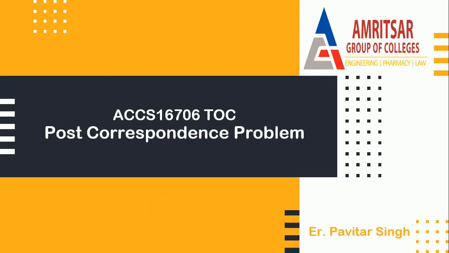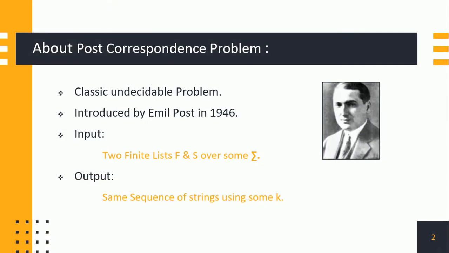Hello students, our today's topic is the Post Correspondence Problem. So about PCP, it is a classic undecidable problem. It was introduced by Emil Post in the year 1946. Input: we have two finite lists, in the form of F and S, over some input alphabet. It can be 0, 1 or it can be small a, small b. Next, the output is you need to generate the same sequence of strings using some k.